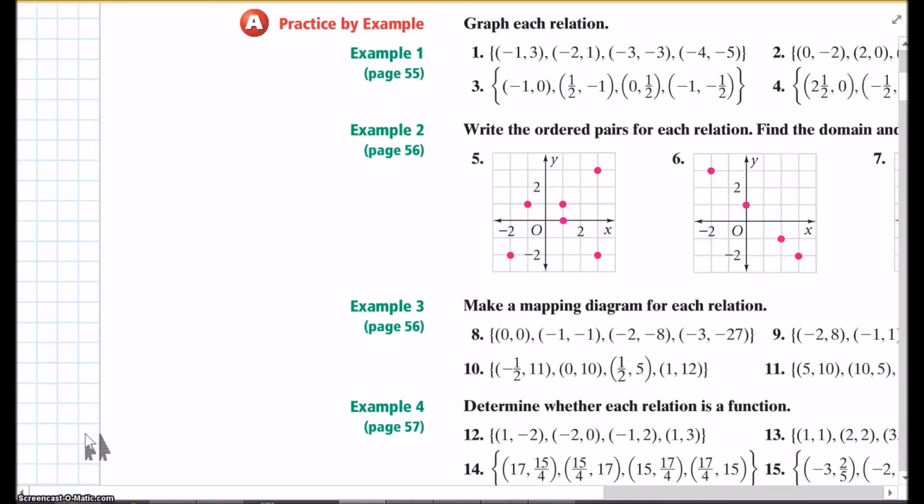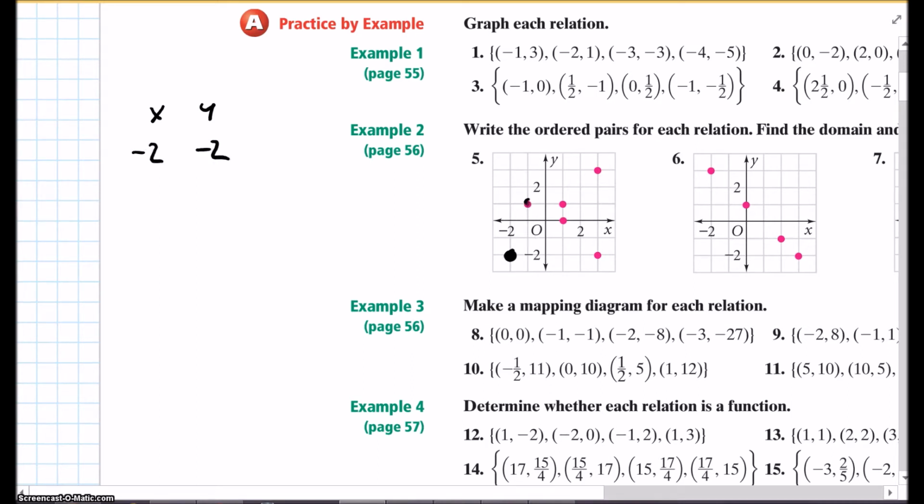Mid-Chapter 2 Test Review. Here we go, page 59, number 5. Write the ordered pairs for each relation. Find the domain and range. So, what I told you before, let's start from left to right. So, x, y. Our first point's right here. So, that'd be -2, -2.